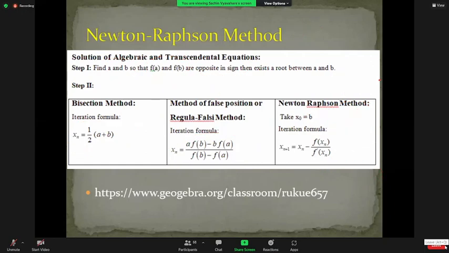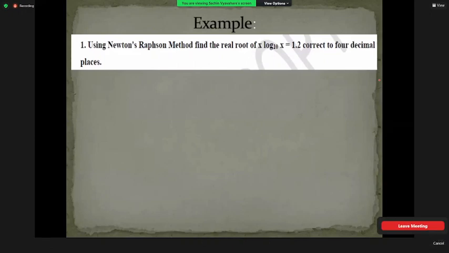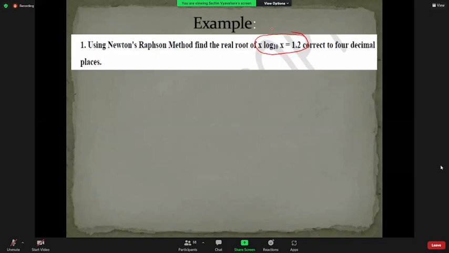So come to the questions now, numericals here. The first example that we have: use the Newton-Raphson method to find a real root of this equation, correct up to 4 decimal places. Now there are two ways this logarithmic function appears. Sometimes the function is written like this, log x. Sometimes it is referred to as ln x. And sometimes it is referred to as log x at the base a.